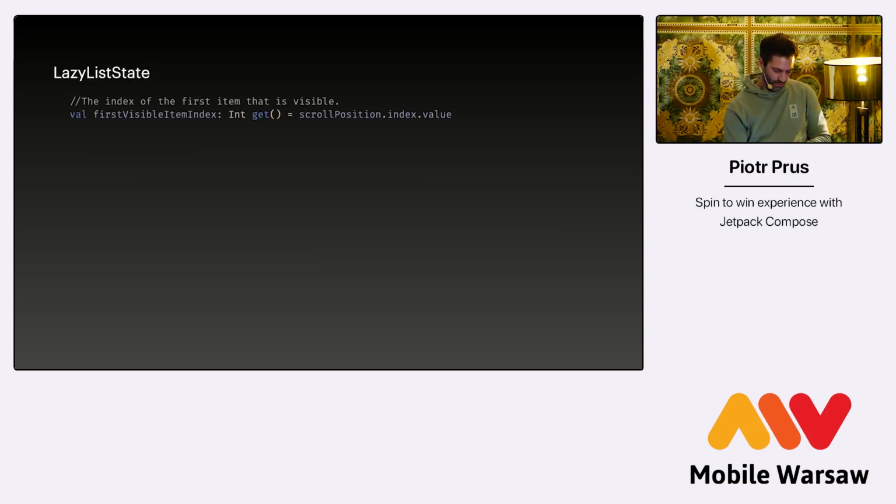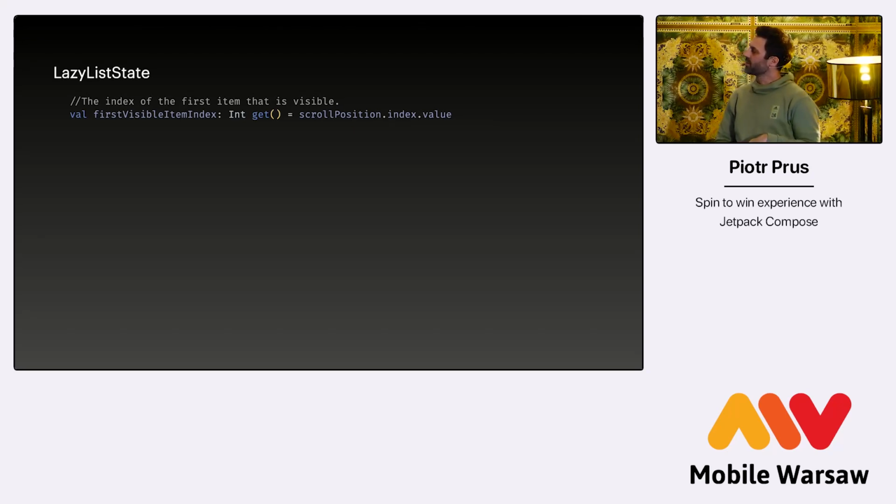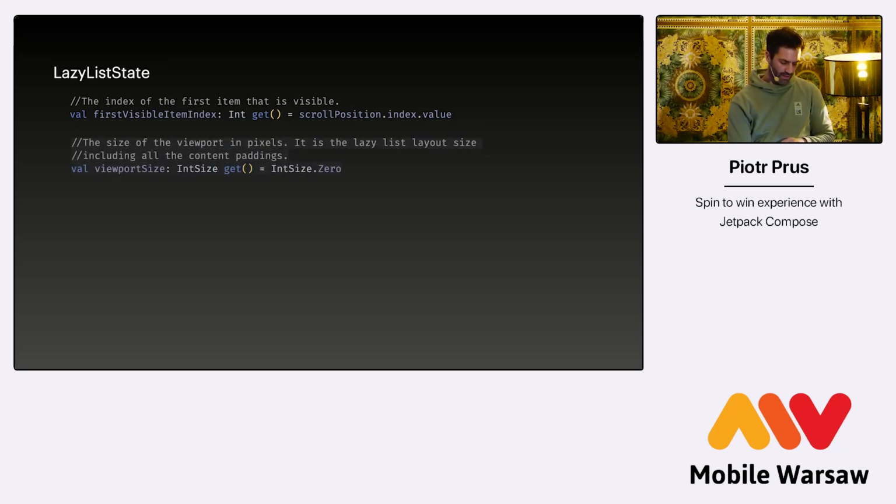And now let's go to code. So we have this lazy list state that is part of the lazy row, and we have some helper functions or parameters that we can use for these calculations. So first we have the index of the first item that is visible. We also have the viewport size, so we can calculate exactly where is the half of the viewport.